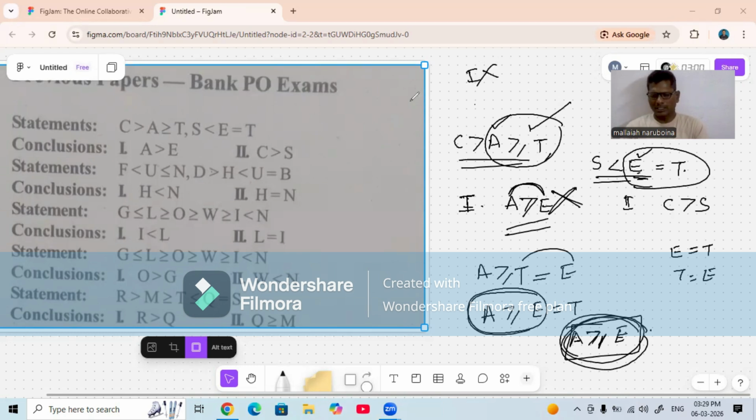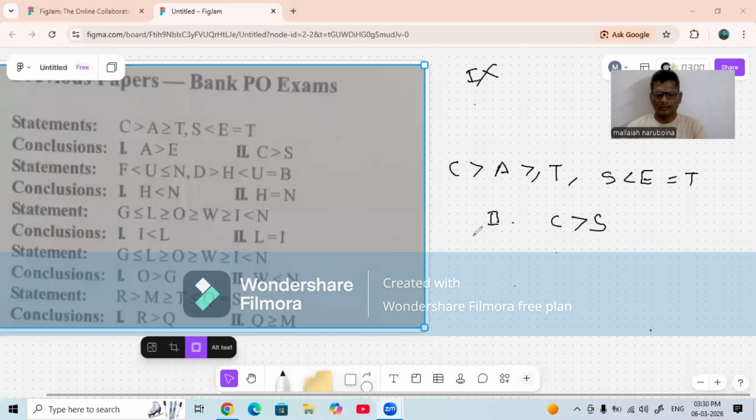Next, let us check whether the second conclusion is valid or not. C and S, right? We need C and S. Here is C, S is here. So one common letter we have to select, that is T. So first write this one. C and S. C greater than A greater than or equal to T. Next, T is the common letter.